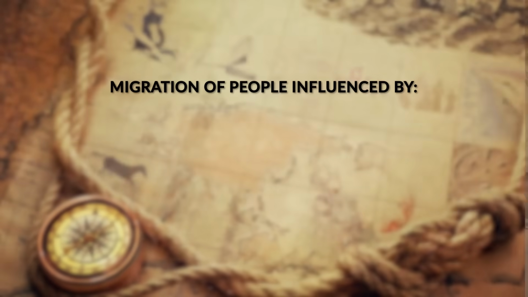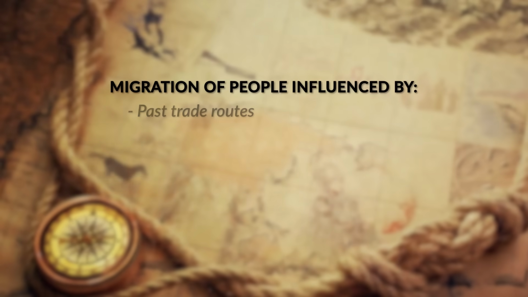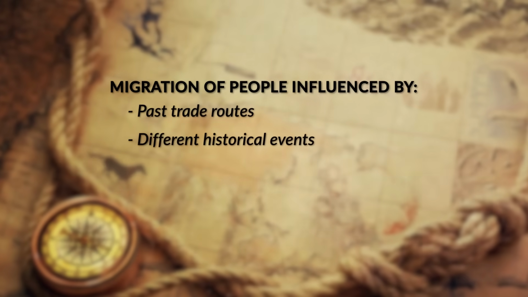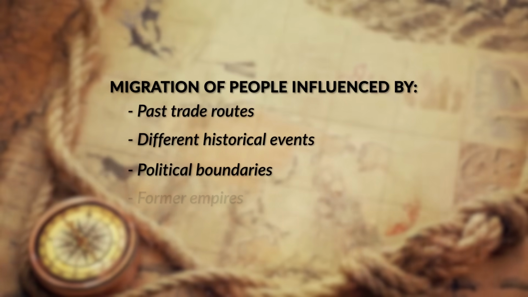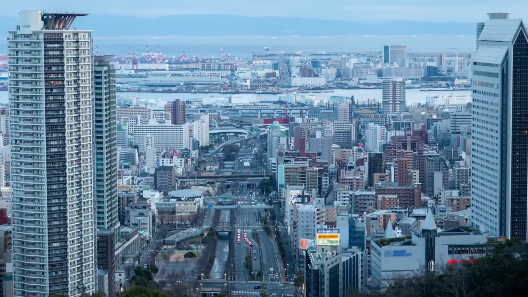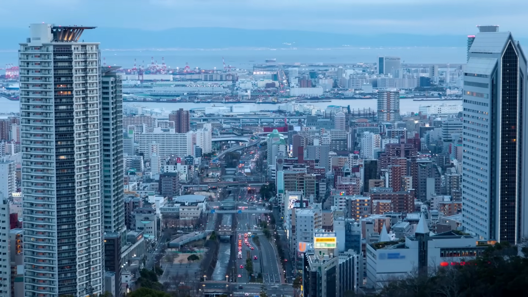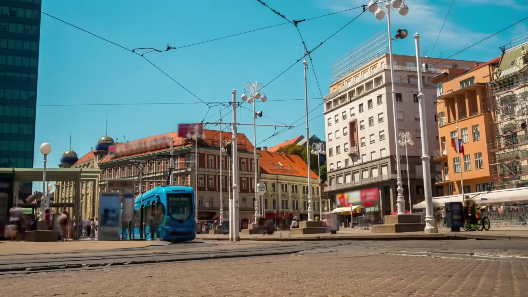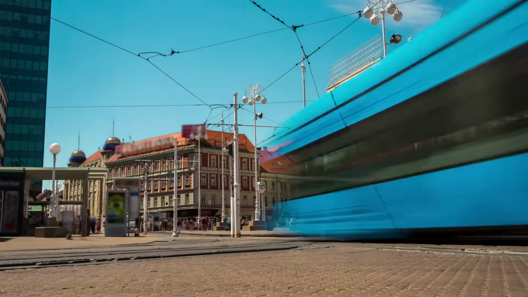We can also look at historical events and how they have impacted population distribution. For example, the migration of people has been influenced by past trade routes, different historical events, political boundaries, and former empires. Lastly, we could look at how political factors impact population distribution, with people often gravitating to areas with a more stable political environment that offer more protection and maintain a cohesive, functioning society.